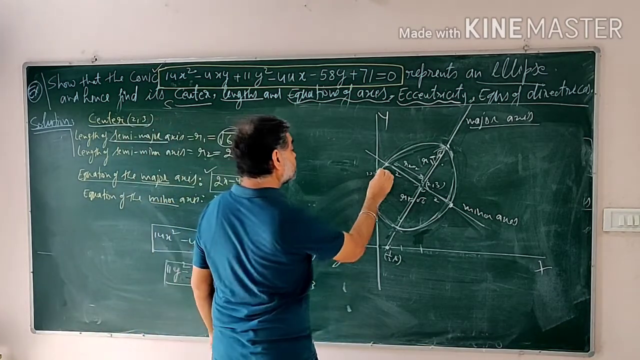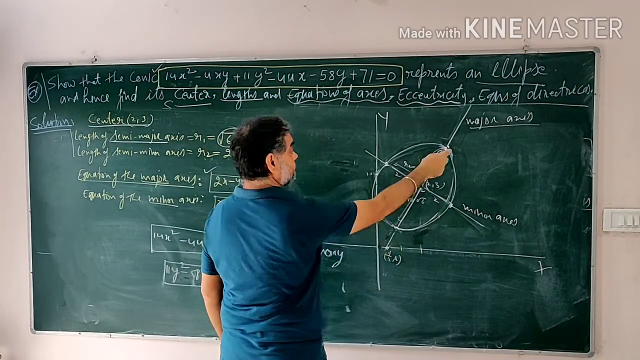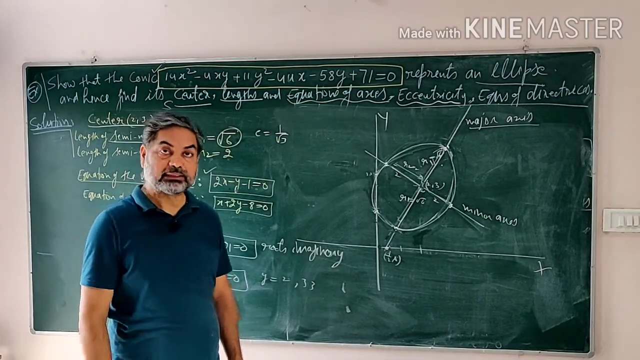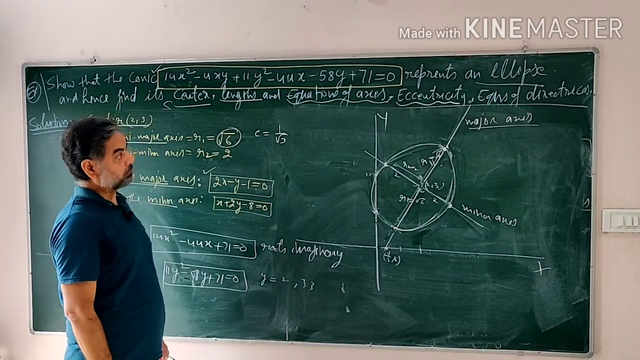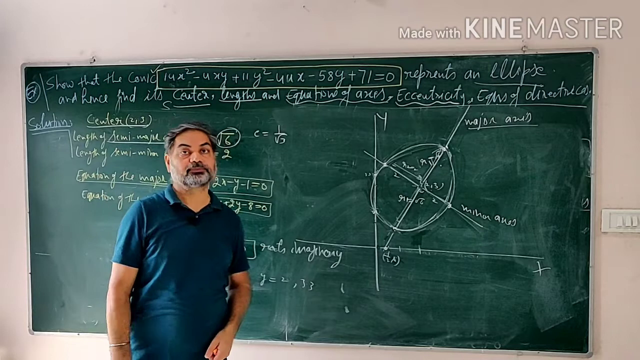So you mark all these points and just join them, and that is how you can trace this curve. I hope you have understood how to trace the curve and completely solve these types of questions.